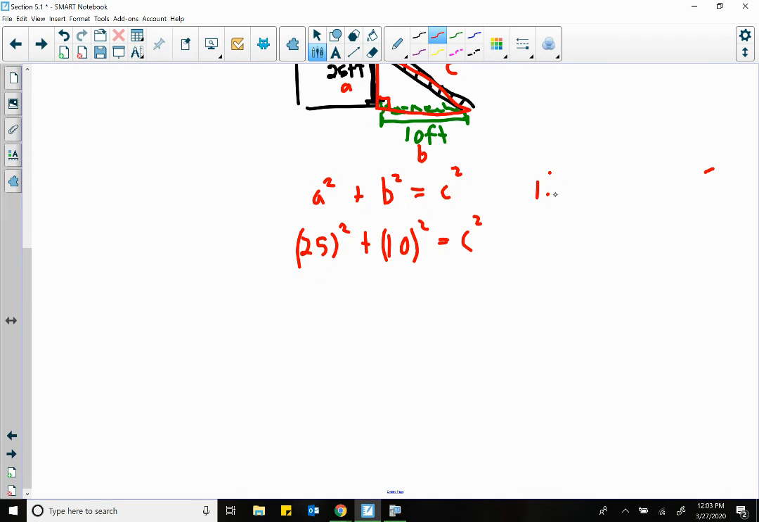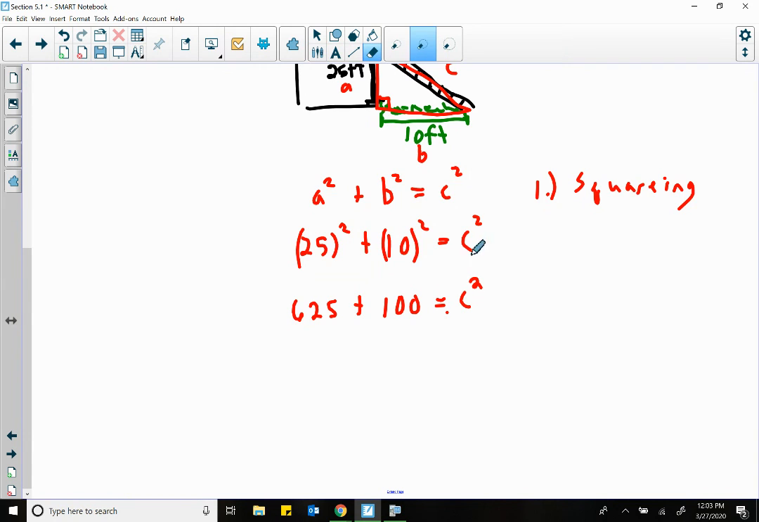The first thing you're going to take care of is the squaring. So anybody that needs to be squared, we need to do that. So 25 squared is 625. 10 squared is 100 equal to C squared. And if you don't want to put C there, you could also call it X because that's the variable I gave it from the problem.